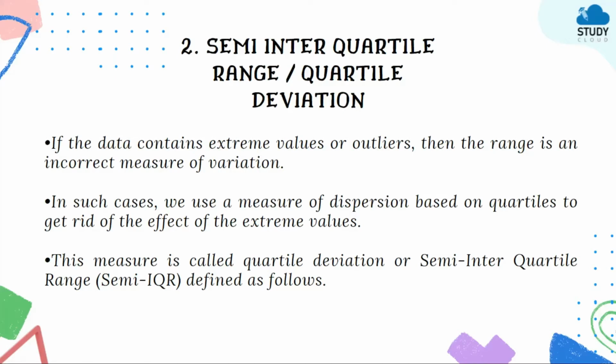So what does it mean that range uses only two extreme values, that is the largest value and the smallest value? So it cannot give us the real picture of the dispersion. So to overcome this limitation of range, we take the range of the middle 50% of data together. This 50% data lies between the two quartiles, quartile 1 and quartile 3. So quartile deviation gives half of the range of the middle 50% of observations. It is called semi-interquartile range.